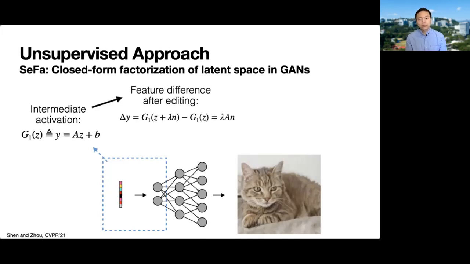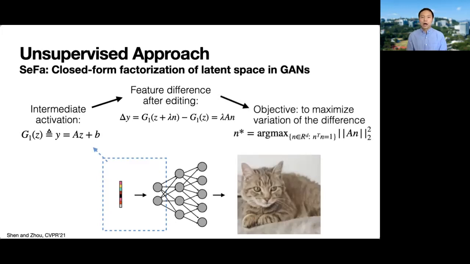We also have this observation: the feature difference after editing is actually independent of the original latent vector. Because of this linear affine transform, when we take the difference on this intermediate feature map, it will be independent of the original latent code, which means the feature difference encodes the attribute difference. Therefore, we develop an objective to maximize the variation of the difference. Ideally we want this feature difference to encode all kinds of attributes. It turns out that optimizing this objective function is more like doing PCA on the learned feature map. So we can have different controllable components aligned with different attributes.